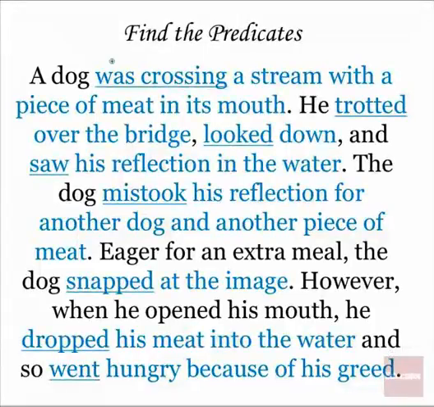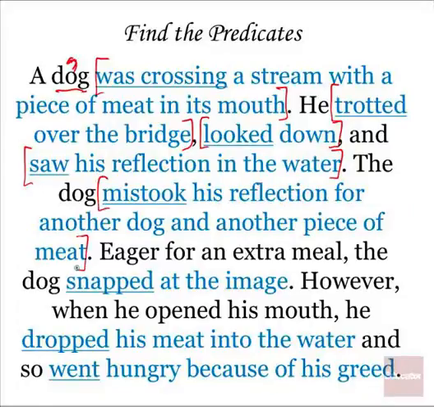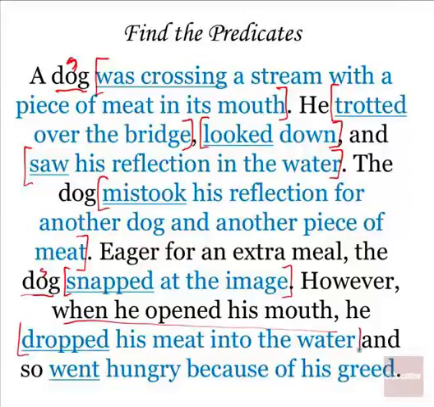And there we are. A dog was crossing a stream with a piece of meat in its mouth. That's the whole action that the dog, our subject, was performing. He trotted over the bridge, one action, looked down, another action, and saw his reflection in the water. Three actions, compound predicate. The dog mistook his reflection for another dog and another piece of meat. Eager for an extra meal, the dog, which is our subject pretty much the whole way through, snapped at the image. However, when he opened his mouth, which is a subordinate clause, so we're not looking at it today, he dropped his meat into the water and so went hungry because of his greed. In each case, the predicate of the sentence is the action performed by the dog.